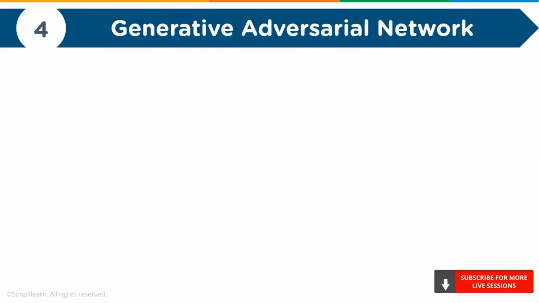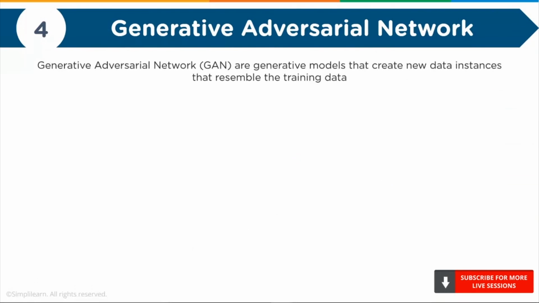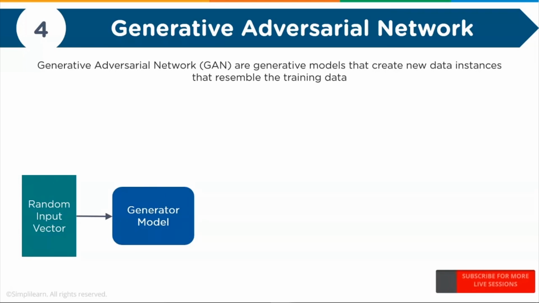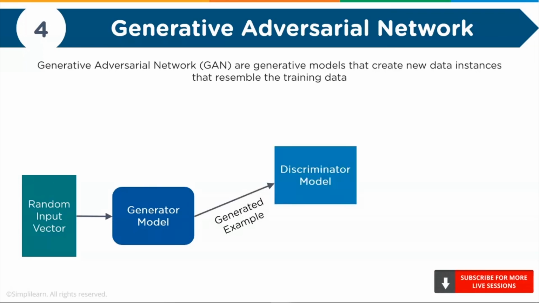At number 4, we have generative adversarial network. Generative adversarial network, or GAN, are the generative models that create new data instances that resemble the training data. It has two parts. The generator learns to generate fake data that become negative training samples for the discriminator. The discriminator learns to distinguish between the generator's fake data and the real sample data.